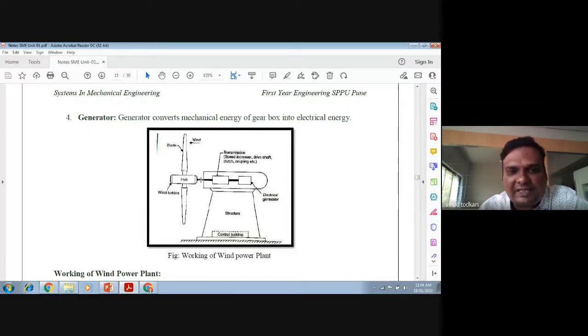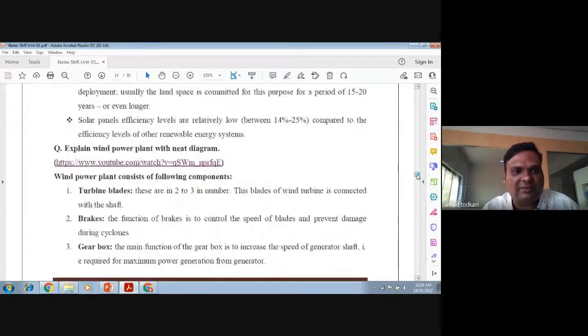Now see, the shaft speed is very low. So what we do, we increase the speed using the transmission system, right? So here mechanical energy is available at high speed, right? And the function of the generator is to convert this mechanical energy into electrical energy. We'll see one by one. So initially tell me, are the components clear to you? Yes, sir. Okay, we'll see the components one by one.